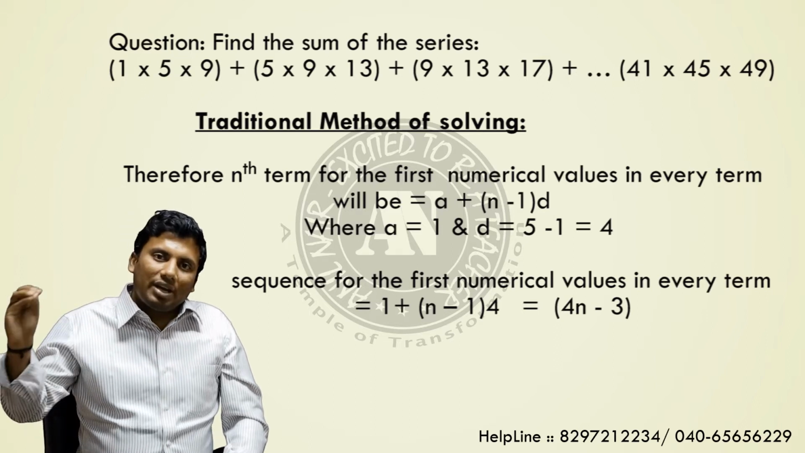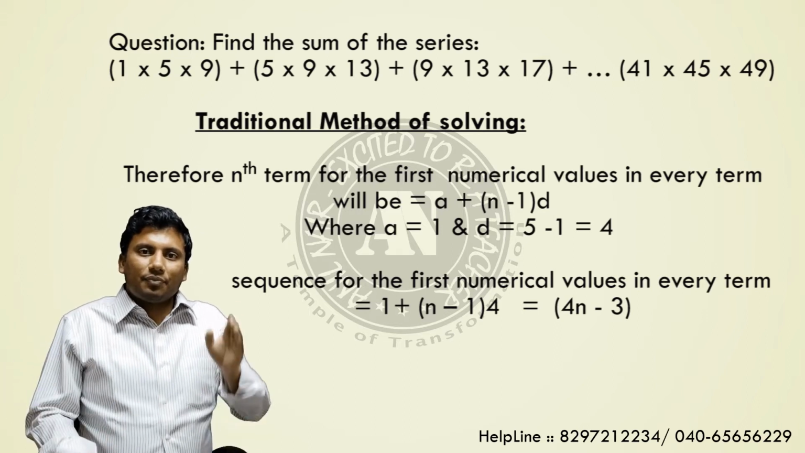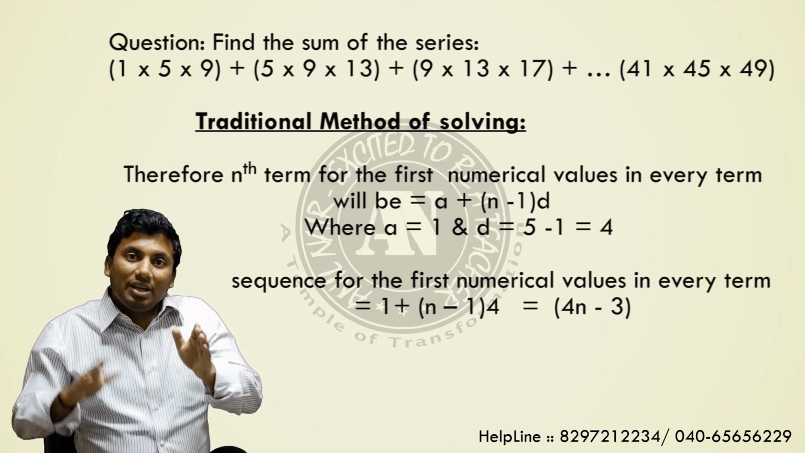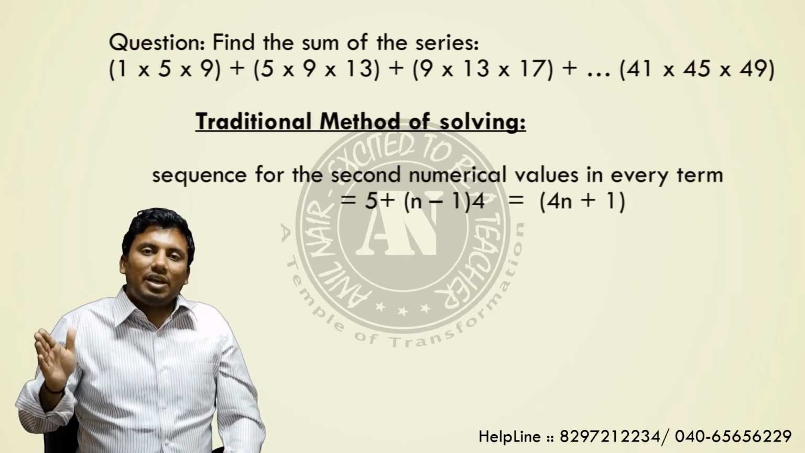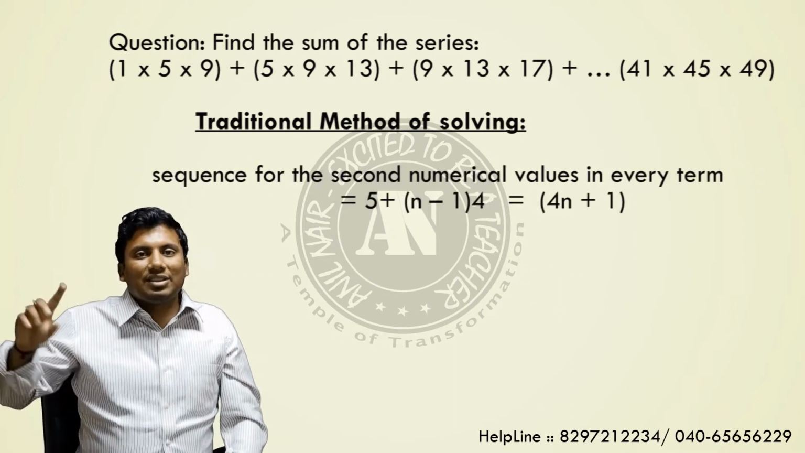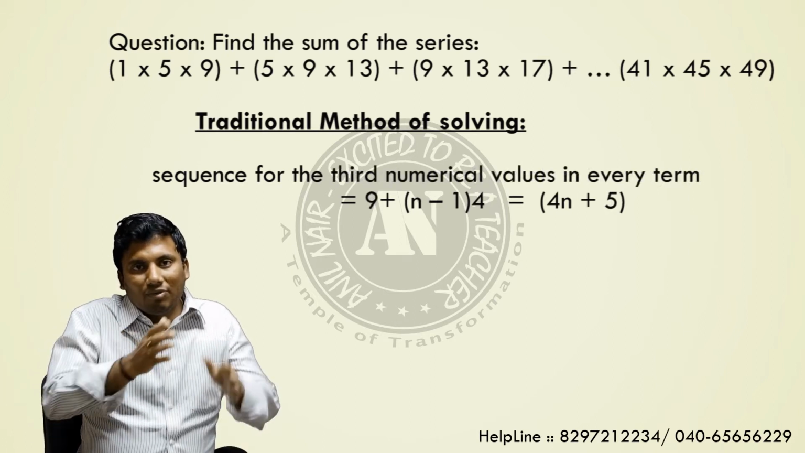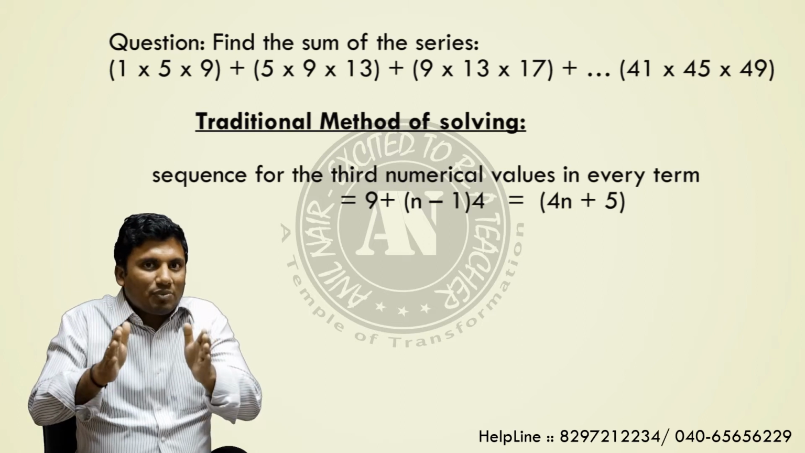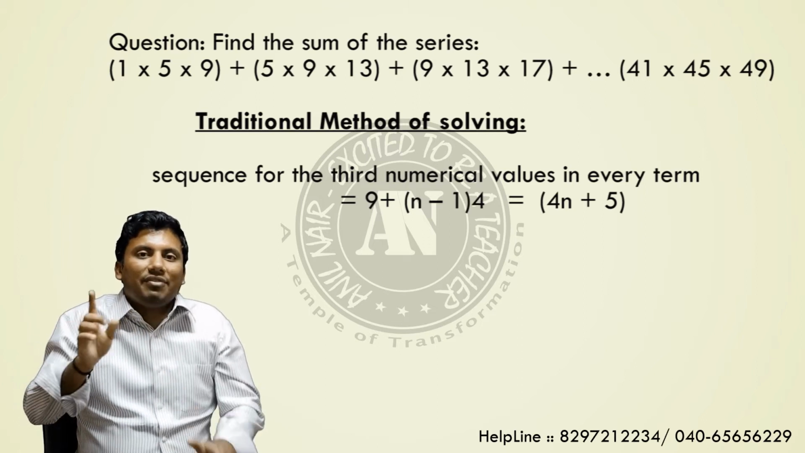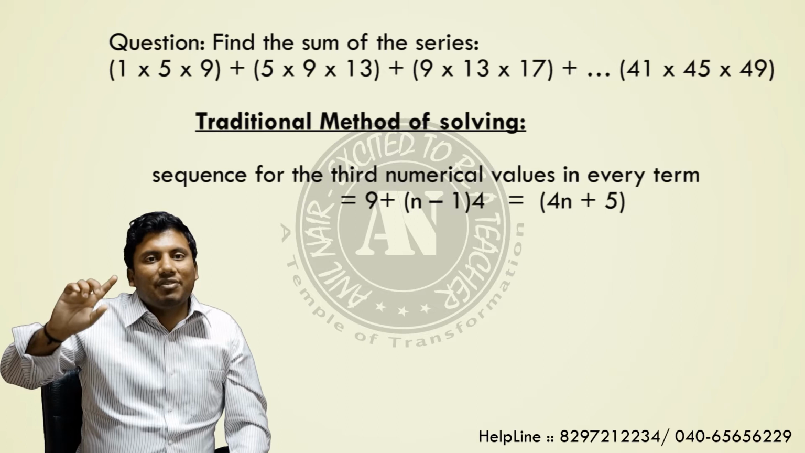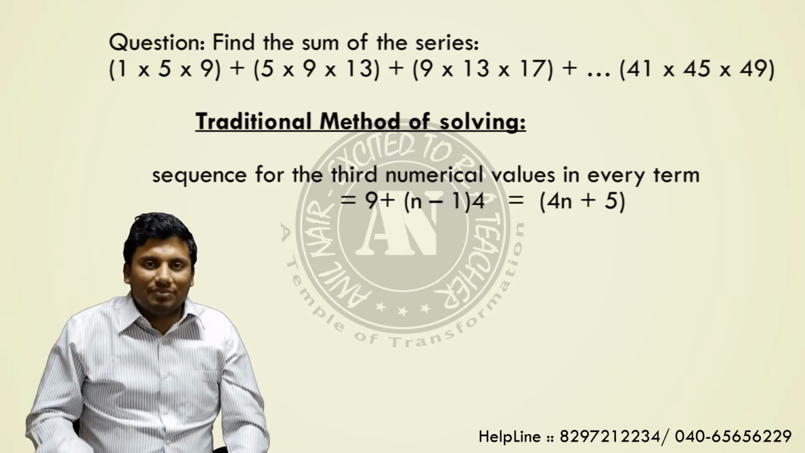So the next numerical term is given by 4n minus 3 plus 4. Next is given by 4n plus 1. The third one is given by 4n plus 5. If you observe 4n minus 3, 4n plus 1, 4n plus 5, there is a difference of 4, which is actually the difference between the numerical values in that term.